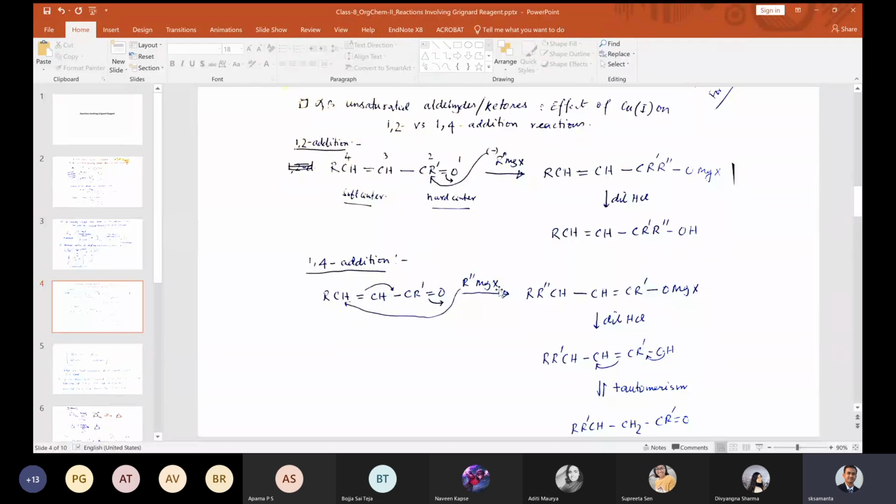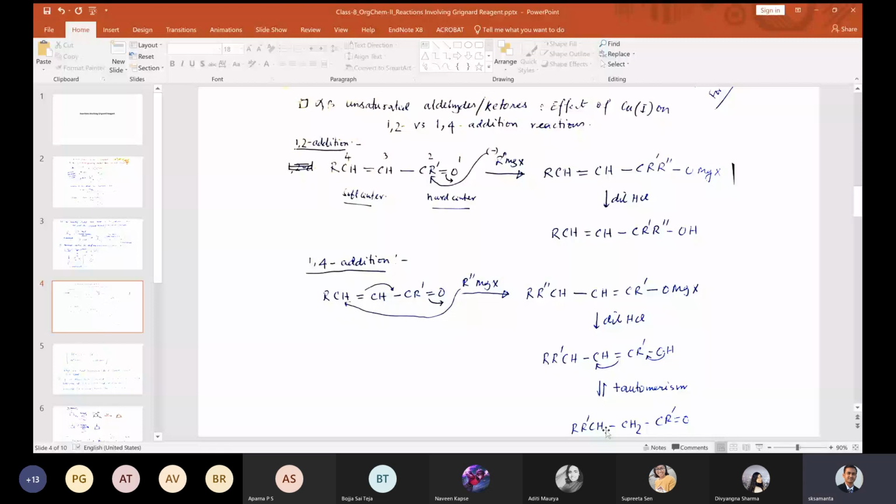Now, but if it attacks here, then you get a double bond here, OMgX. After dilute HCl, it forms OH. And after tautomerism, you get the ketone back or aldehyde, depending on this R prime group. If this is H, then aldehyde. If this is carbon, then it is a ketone. So you get basically a ketone back, and it attacks here. So which one will form? That is the big question.